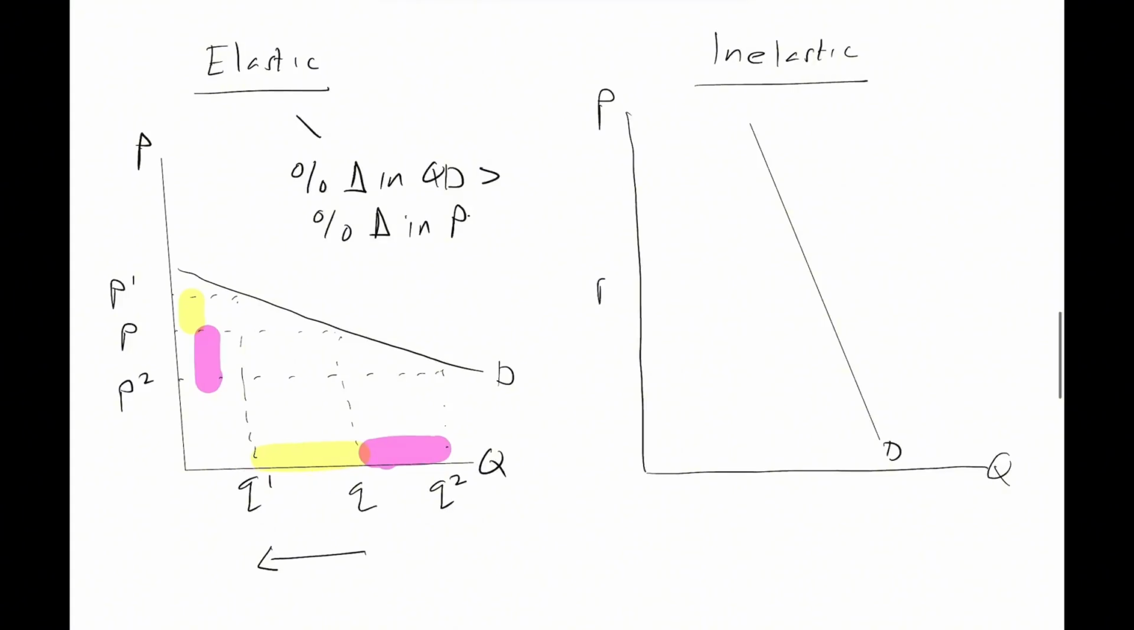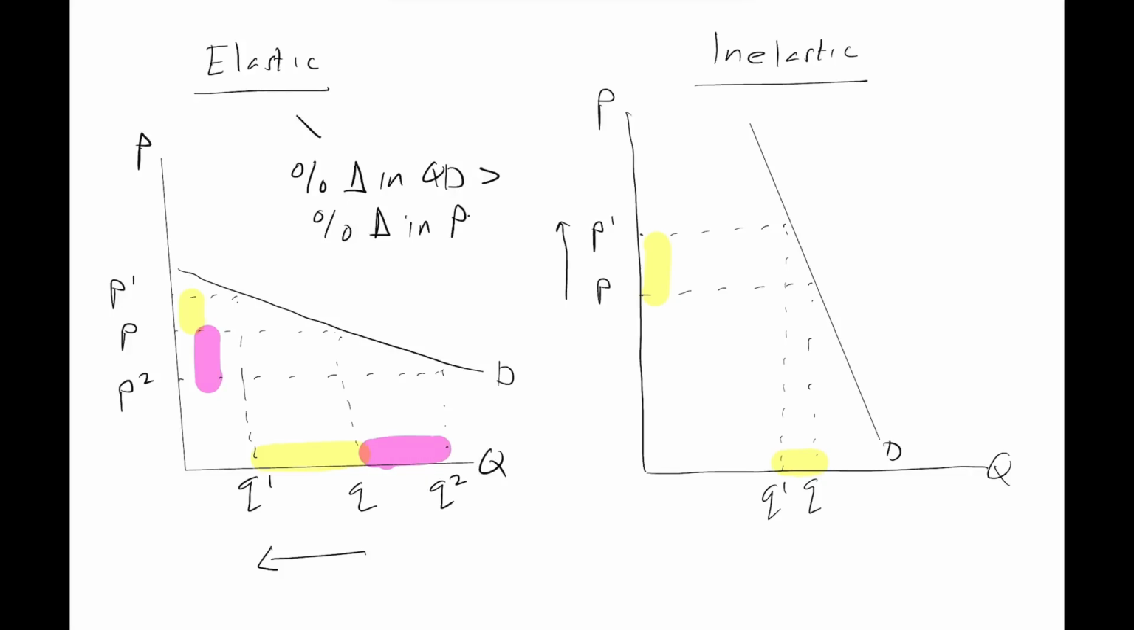So P and Q, let's say the product goes up in price from P to P1, go across, hit the demand curve, go down, and Q1. Now this time we can see that there has been a change in price, but the quantity demanded hasn't reacted much. We can see here that the percentage change in quantity demanded is less than the percentage change in price.